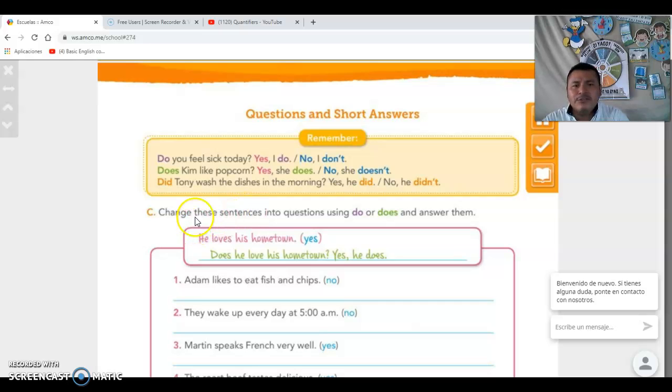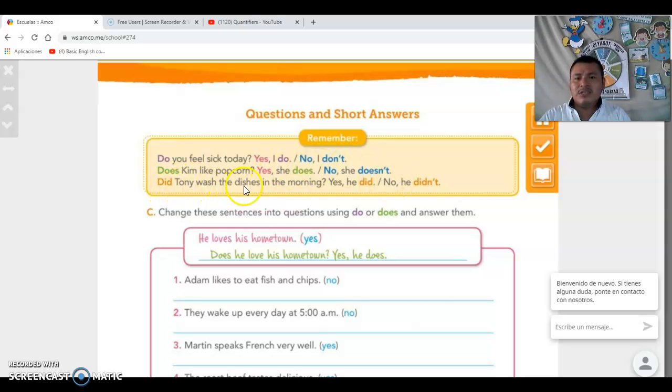And then what you need to do on here, it says questions and short answers. So do you feel sick today? If the answer is positive, you need to say yes, I do. If it's not, no, I don't. Does Kim like popcorn? Yes, he does. Yes, she does. Yes, he does. No, she doesn't, or no, he doesn't. Remember, positive and negative.